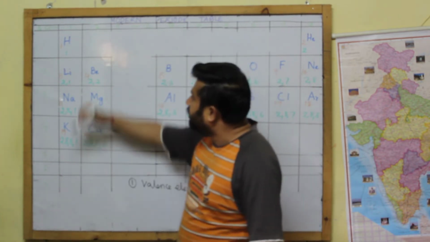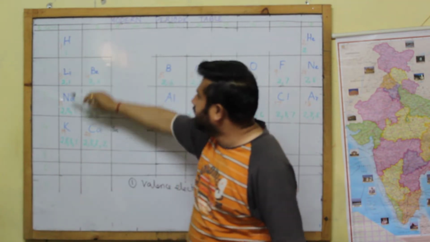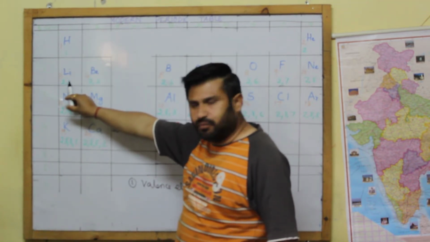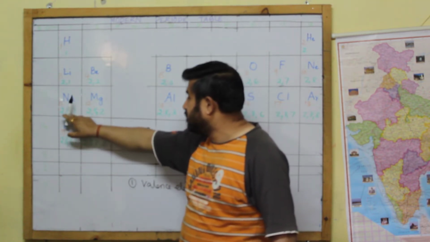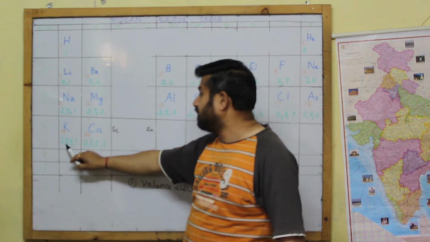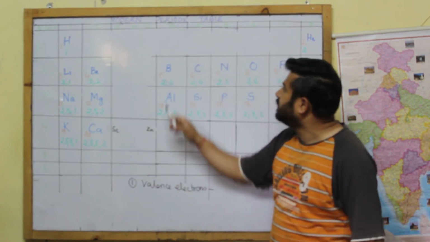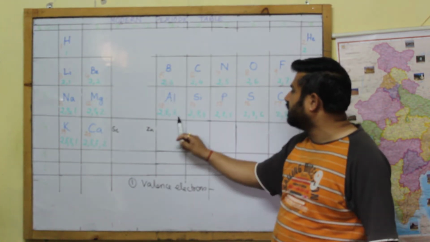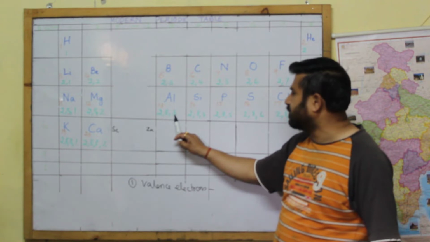Let's see, for hydrogen, how many electrons are there in the outermost shell? There's only one. What about lithium? It has two shells, but the number of valence electrons in the last shell is 1. Sodium has three shells, but the electrons in the last shell is again 1. Potassium has 4 shells, and the valence electron is 1. Let's take group 13. The valence electrons in this group is 3. Aluminium is 2, 8, 3, so the valence electrons is 3.